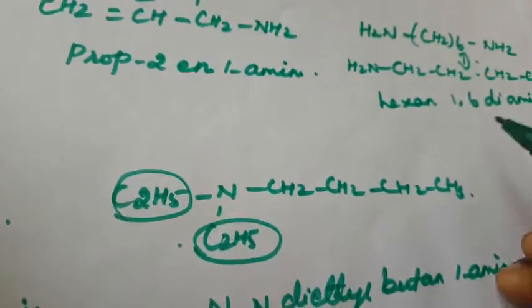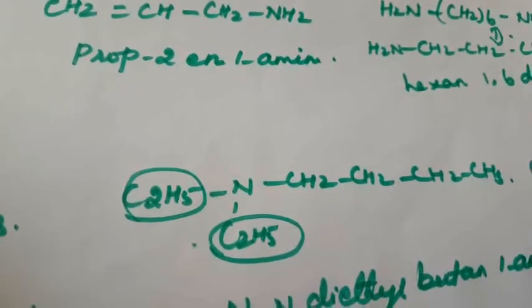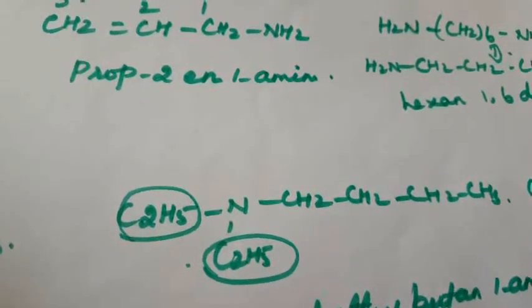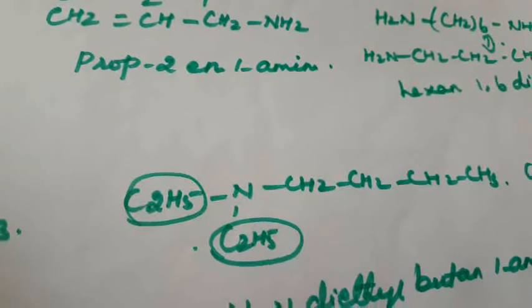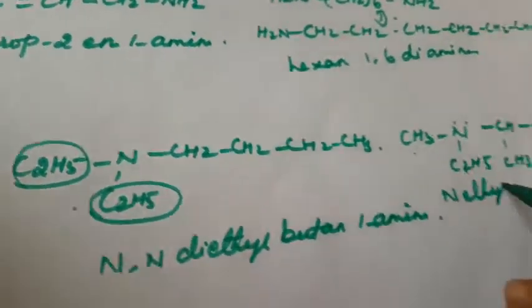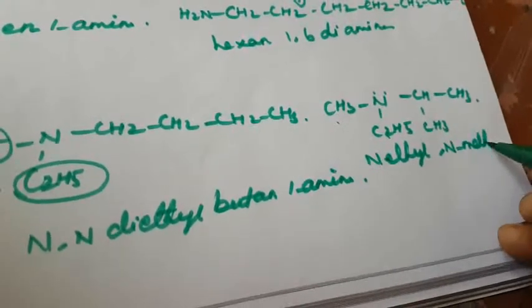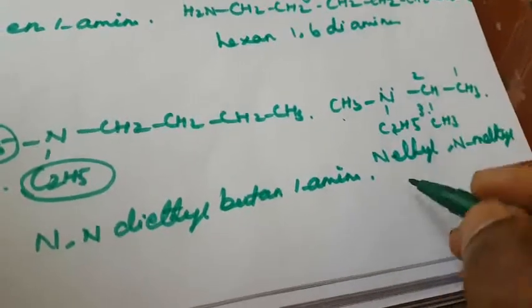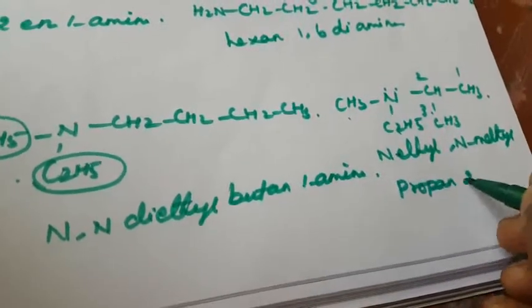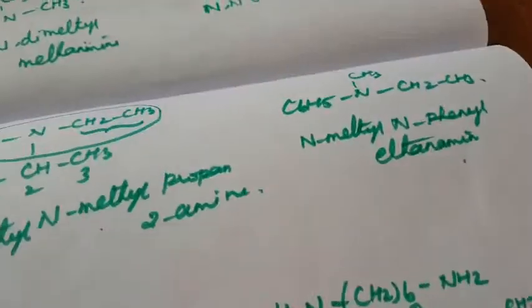Okay, again another one is ethyl methyl propylamine, CH3 N C2H5 CH CH3 CH3. So here ethyl methyl, N-ethyl, then N-methyl, here 1 2 3, that is propane 2-amine. Okay, so this is another one. So next one is N,N-dimethyl aniline.